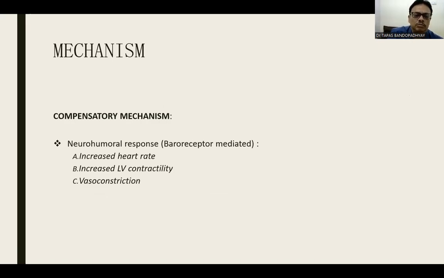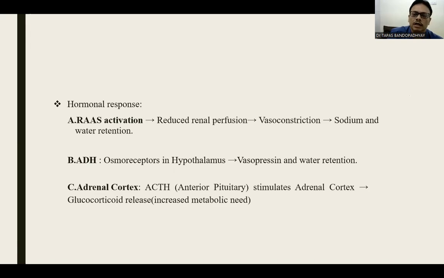There is a baroreceptor-mediated neurohumoral response that leads to increased heart rate, increased LV contractility, and vasoconstriction. There are different hormonal systems involved and activated, such as RAS activation, which leads to sodium and water retention. There is an osmoreceptor in the hypothalamus that leads to increased secretion of vasopressin and water retention. And ACTH stimulates the adrenal cortex, leading to glucocorticoid release.